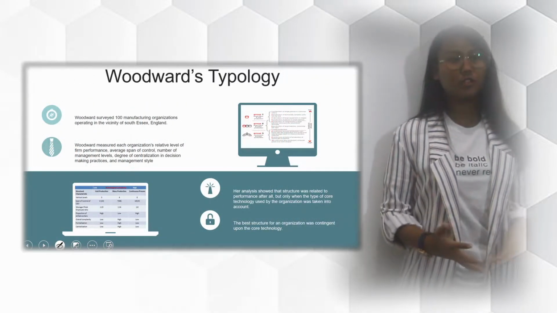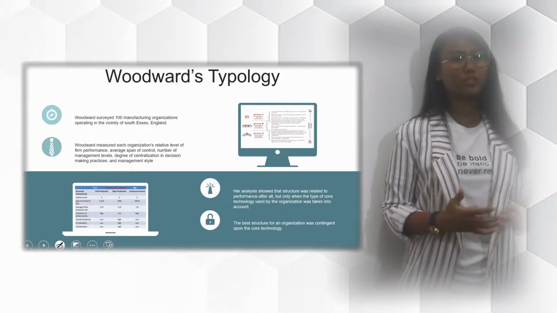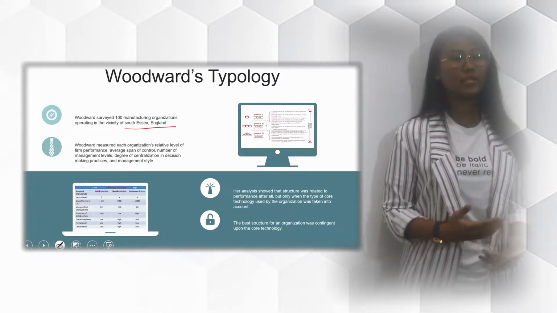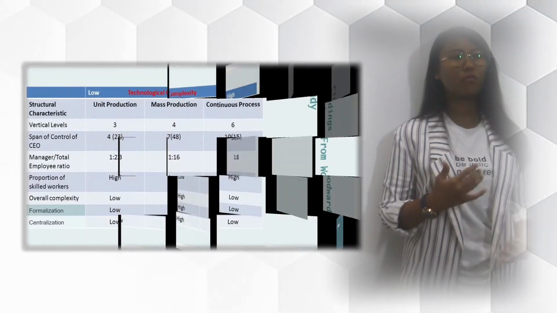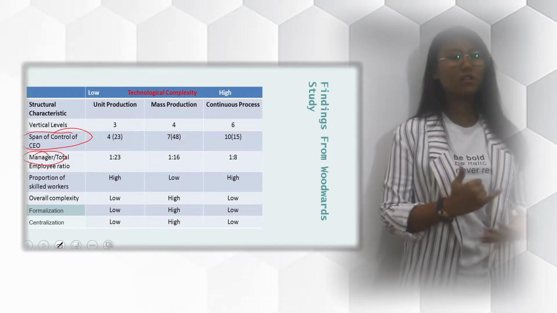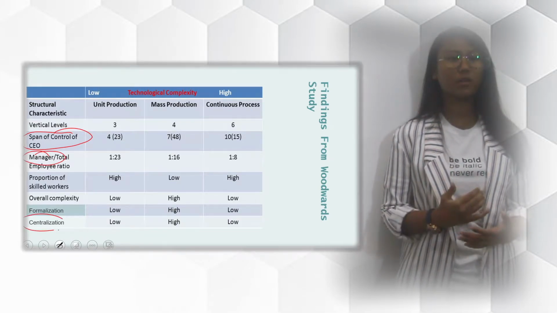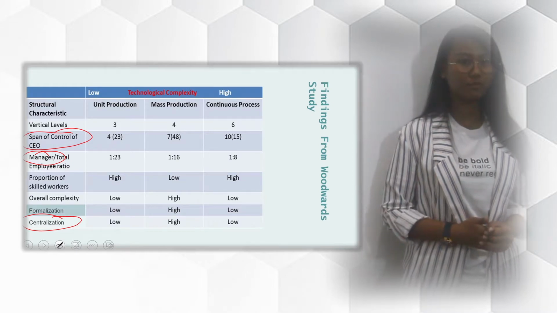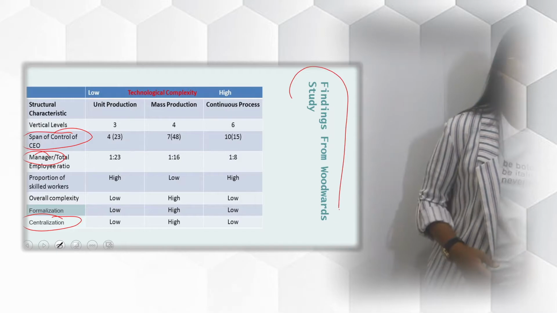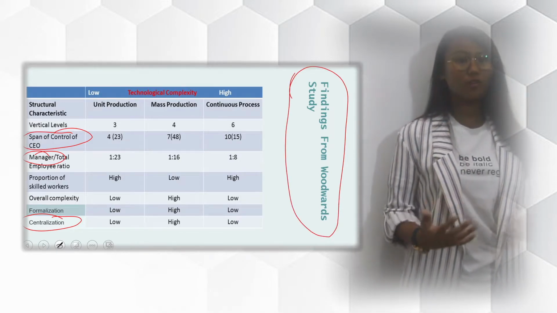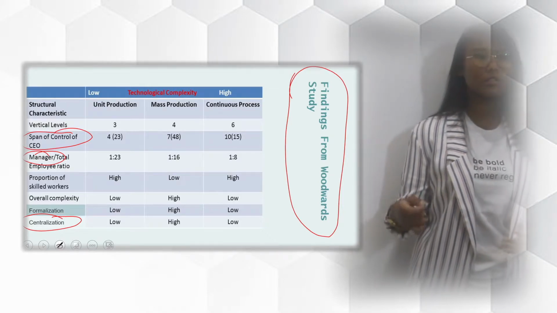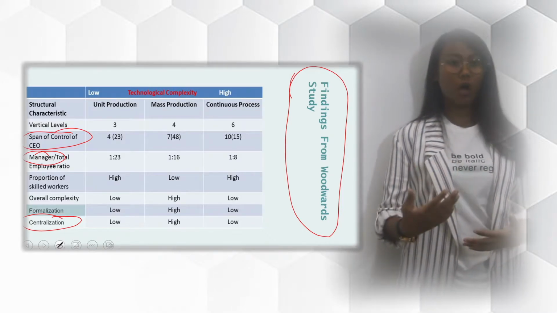Woodward surveyed 100 manufacturing organizations operating in the vicinity of South Essex, England. Woodward measured each organization's relative level of firm performance, average span of control, number of management levels, degree of centralization in decision-making practice, and management style. Her analysis showed that structure was related to performance after all, but only when the type of core technology used by the organizations was taken into account.